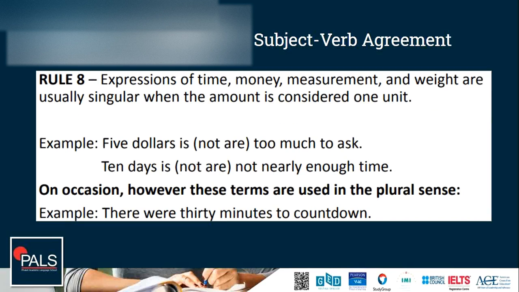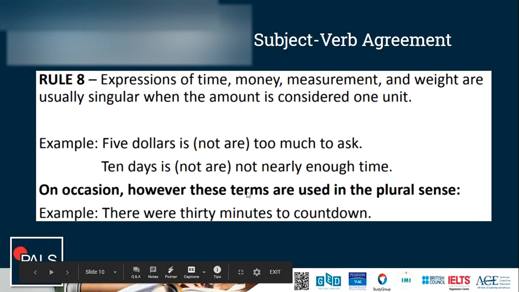Rule number 8. Expressions of time, money, measurement, and weight are usually singular when the amount is considered one unit. Like, $5 is too much to ask. We don't say are. 10 days is, we don't say 10 days are. 10 days is, because it's talking about time. It's talking about money. Alright.